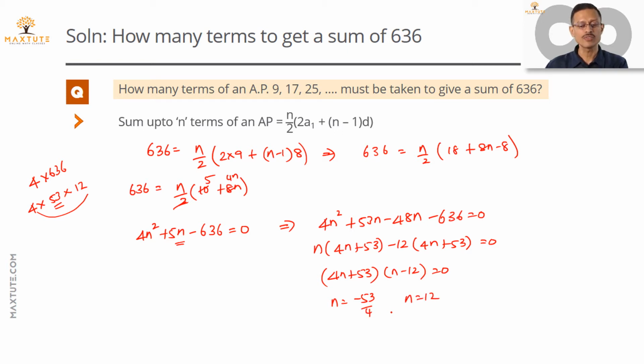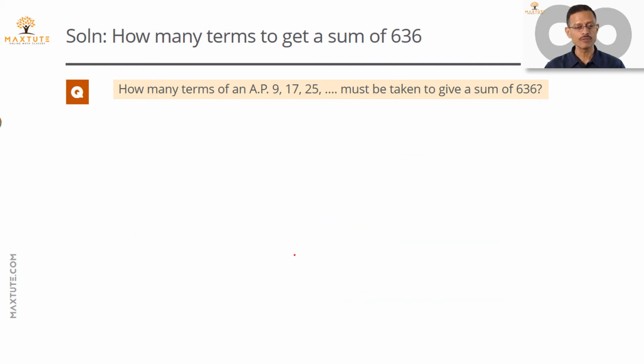n is the number of terms. Number of terms can neither be a fraction nor can it be negative. So the value of n is equal to 12. So if you take up to 12 terms of the sequence, you will get a sum which is equal to 636. Let's quickly run through this calculation in a printed form.